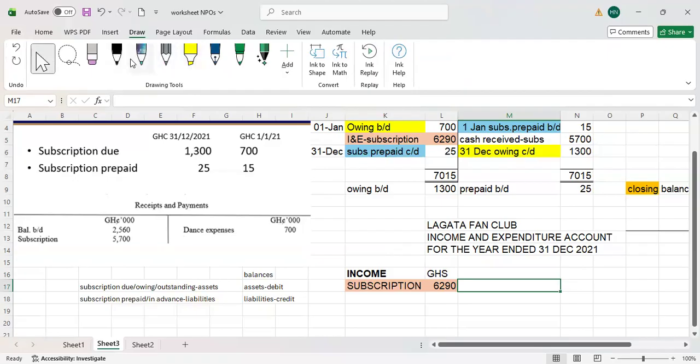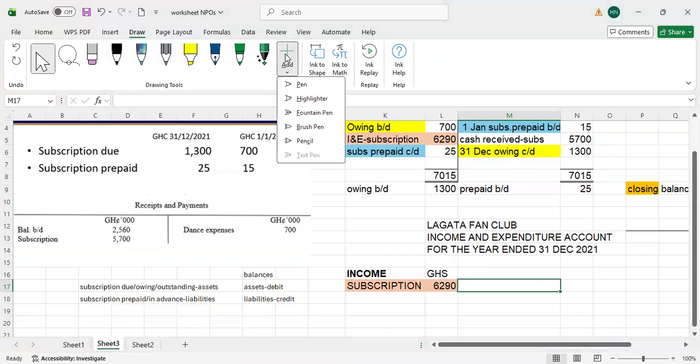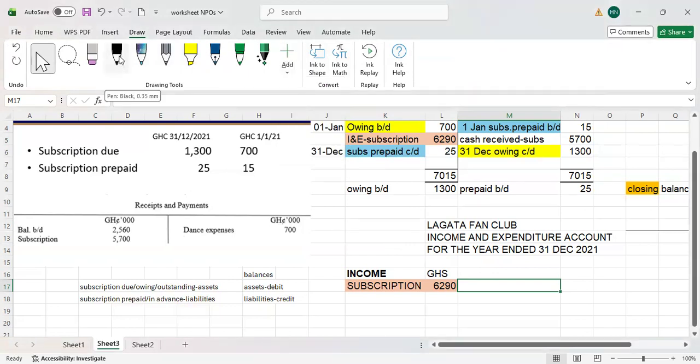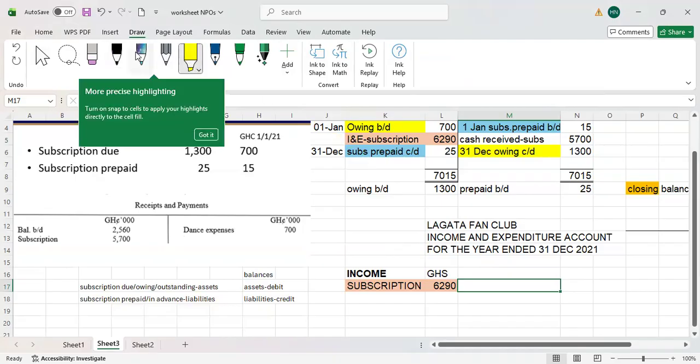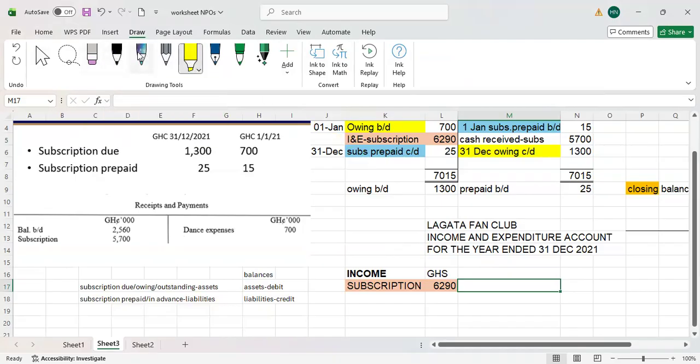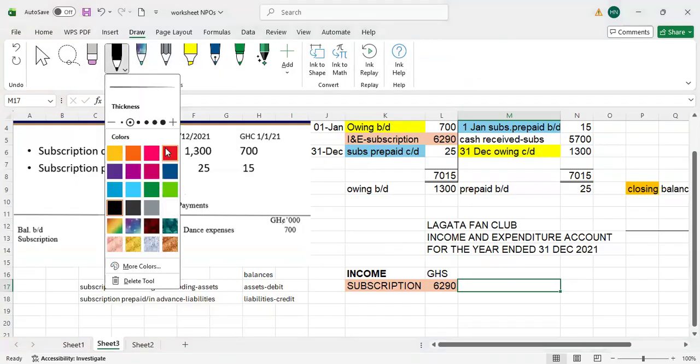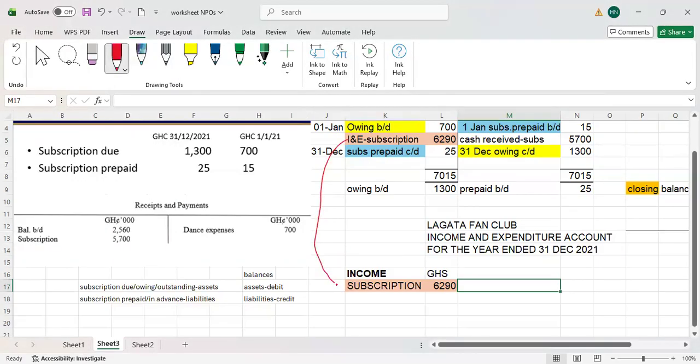Let's give it some more colors. Let me put my red back. Let's see whether I can get my red back. Okay, so here we go for our subscription.